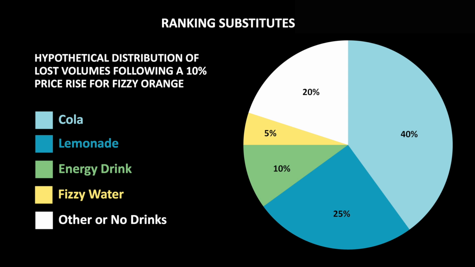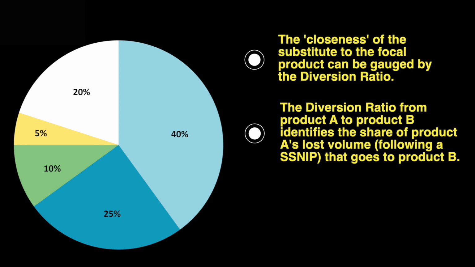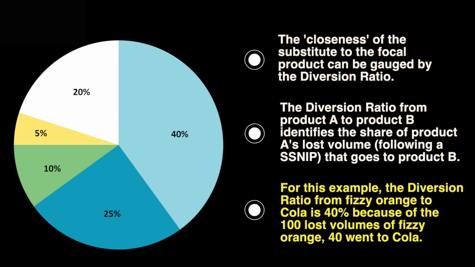This concept of how switching is distributed amongst substitute products is linked to the diversion ratio. The diversion ratio captures the percentage of lost volumes that go to any particular product. So for example, following a small increase in the price of fizzy orange, if 100 units are lost, 40 of which go to cola flavoured drinks, the diversion ratio from fizzy orange to cola is 40%. That's a useful concept to rank the closeness of substitutes to focal products.